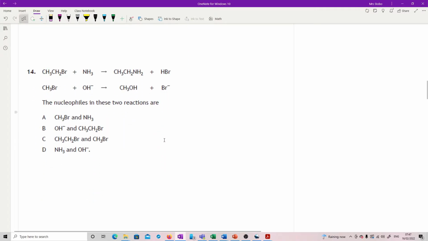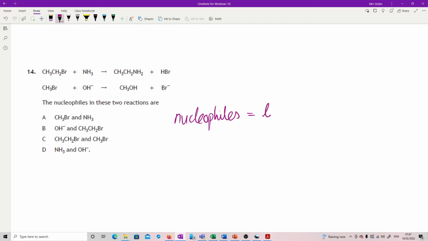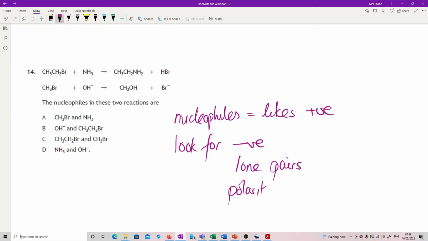Question 14. Right, you've got 2 equations, and that's fine. The nucleophiles in these 2 reactions are. So if we're looking for a nucleophile, we're looking for something that likes positive. So what you look for is negative. If you've got a negative charge, you're in there straight away. If you can't find a negative, look for a lone pair, because that's a kind of bubble of negative charge that's ready to attack a positive. If you can't find that, look for polarities in the bond, and you're looking for the delta minus.